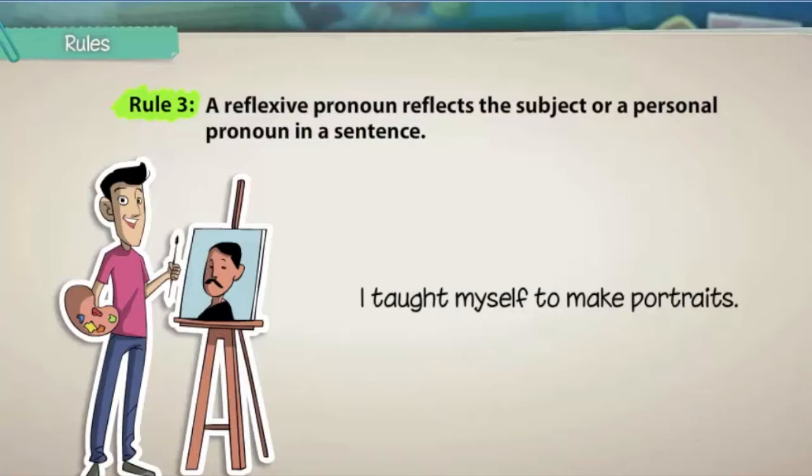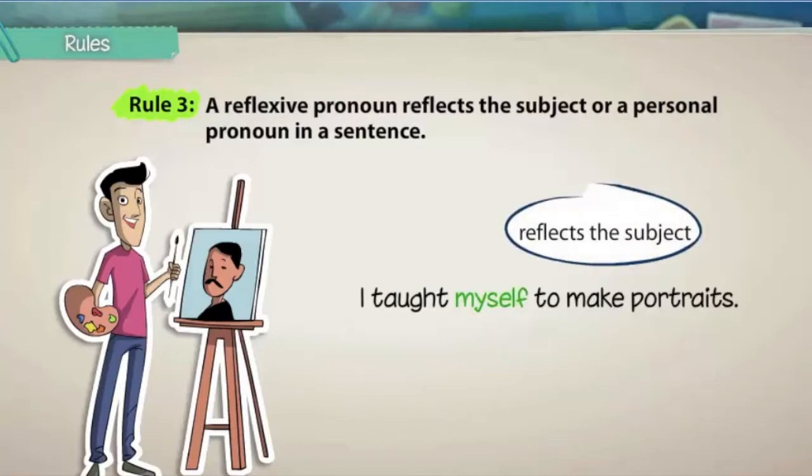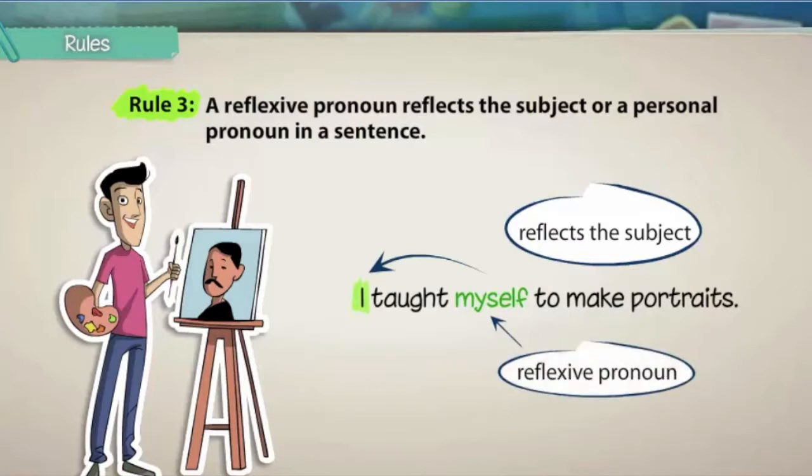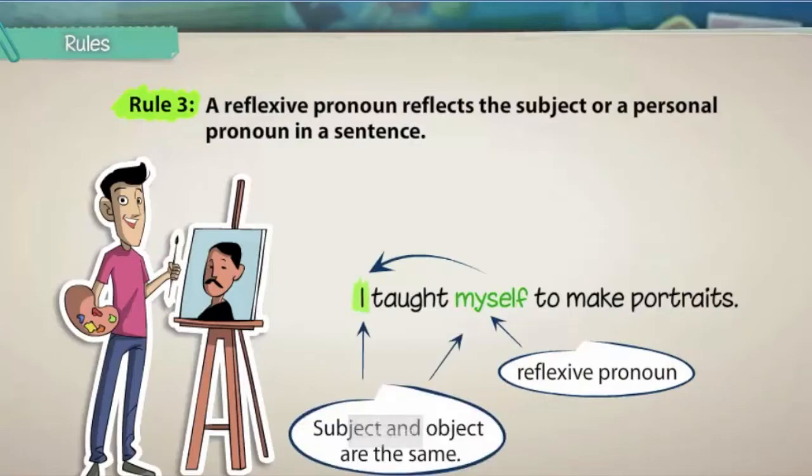I taught myself to make portraits. Myself reflects the subject I. So myself is a reflexive pronoun. The subject is I and object is myself. So both are same.